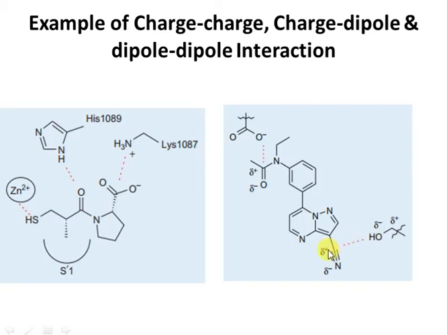So just remember that it's not compulsory that a molecule will only have charge-charge interaction, or only charge-dipole interaction, or only dipole-dipole interaction. Whenever a drug binds with a certain receptor, it can have a large number of interactions. It can have charge-charge interaction, charge-dipole interaction, and at the same time dipole-dipole interactions as well, right? So drug-receptor interactions do not involve only one type of interaction. They can have all types of interactions at the same time.